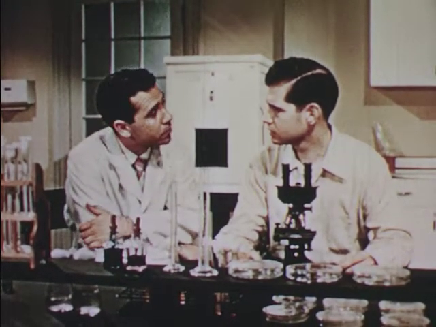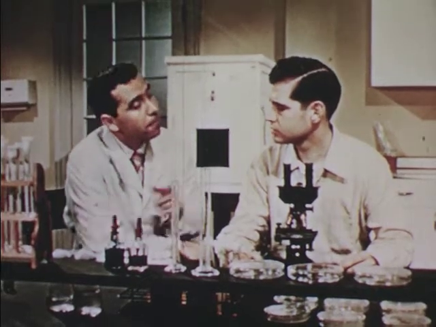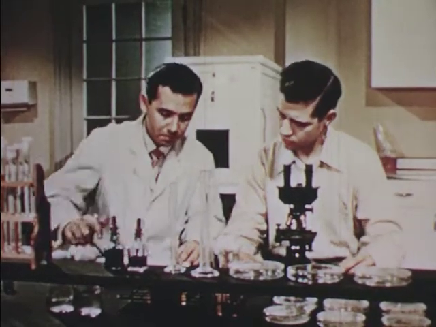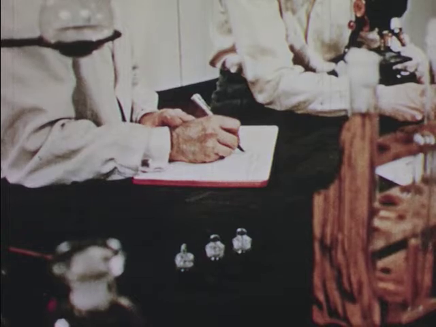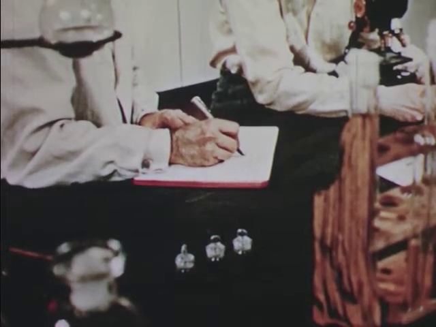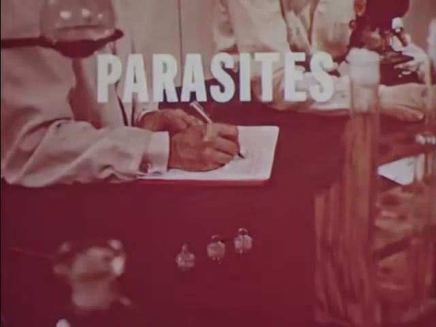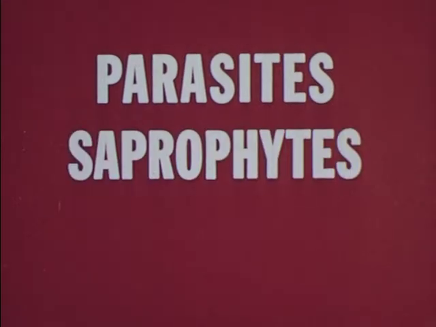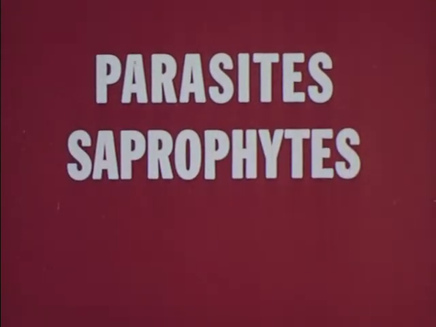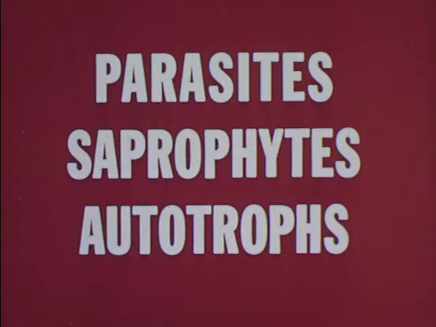For example, bacteria may be separated into groups according to what they live upon, the nature of the food they require. Some bacteria are parasites, others saprophytes, and still others autotrophs.